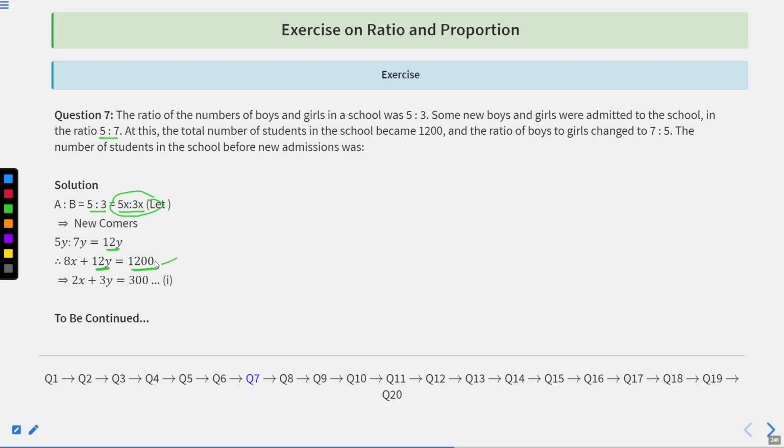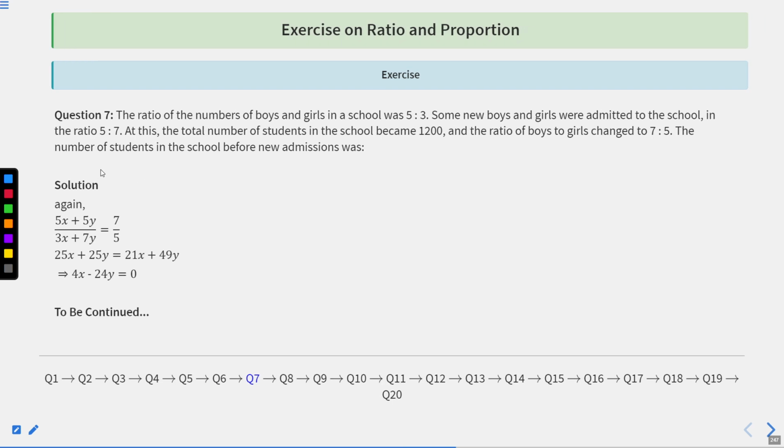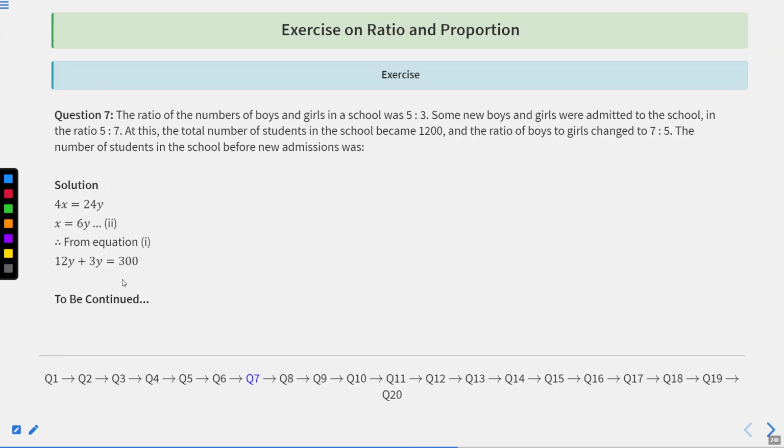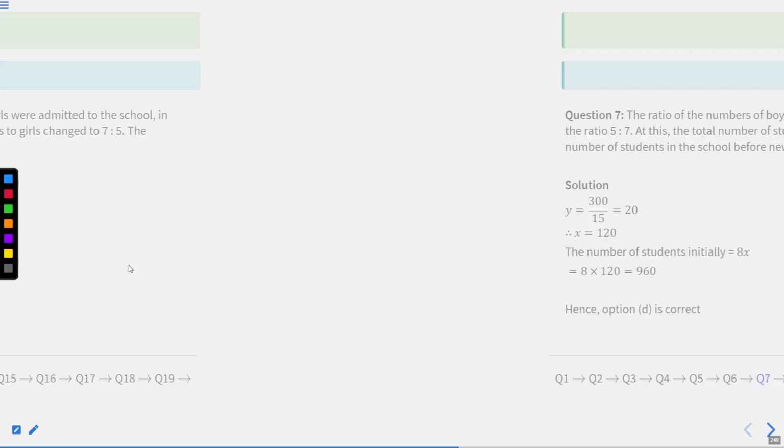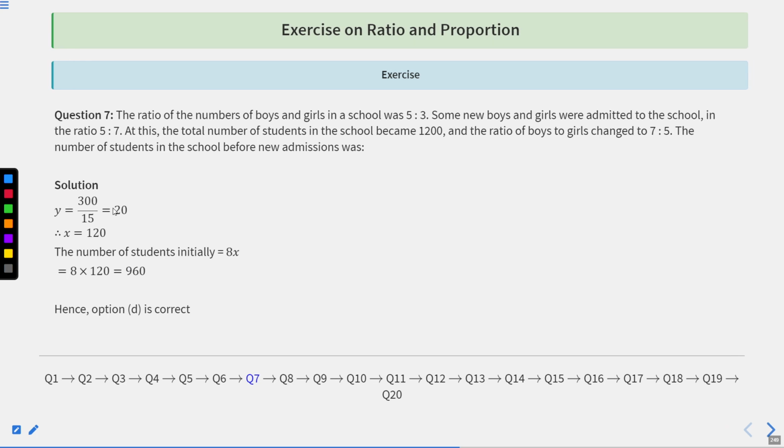So if you take 4 common, you will have the equation 2x plus 3y equal to 300. Again, 5x plus 5y upon 3x plus 7y is going to be equal to 7 upon 5. When you do the cross multiplication here, you will get 4x minus 24y equal to 0. So here you have two equations, x equal to 6y, and put this in the first equation, you will get 12y plus 3y equal to 300. When you further simplify this, you get y equal to 20 and x equal to 120.